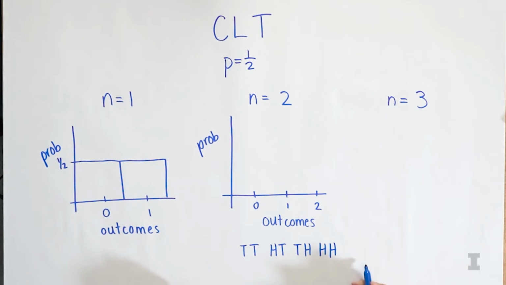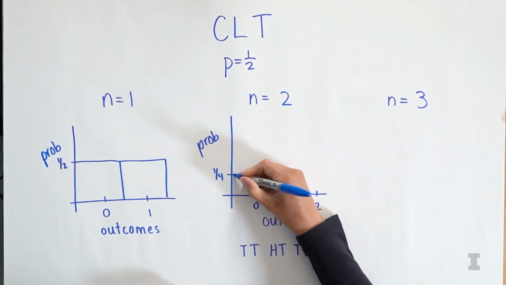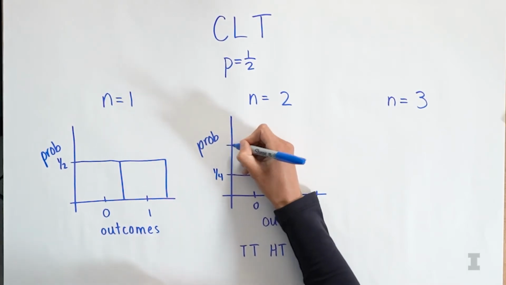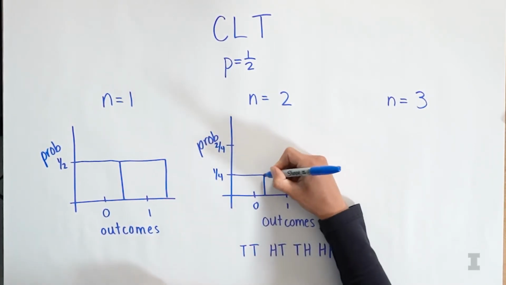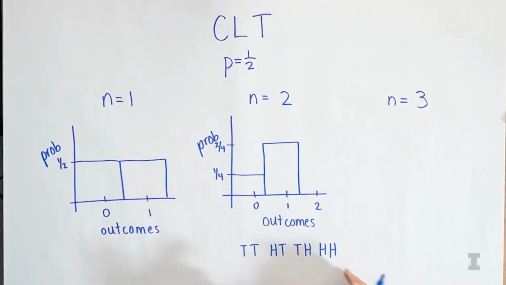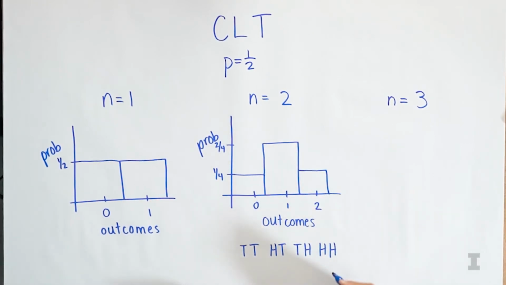So if this is my sample space, the probability of getting 2 tails is just going to be 1/4 because there's one of those options out of 4 total. So I can go ahead and mark that on my histogram. The probability of getting 1 head, there's 2 of those out of 4. So that is 1/2 or 2/4. And then the probability of getting 2 heads, there's only 1 of those. So that is 1/4 as well.